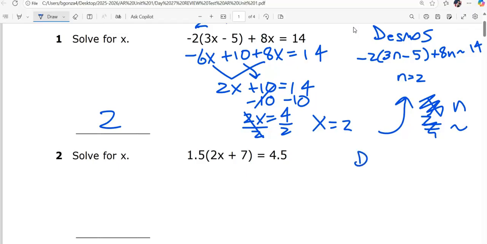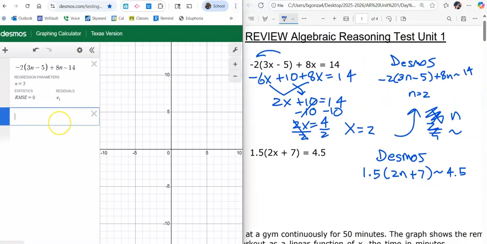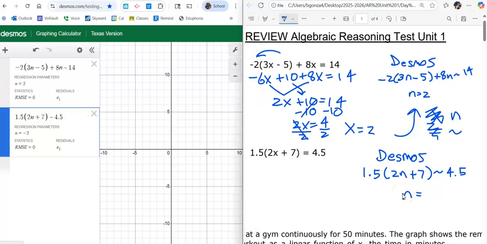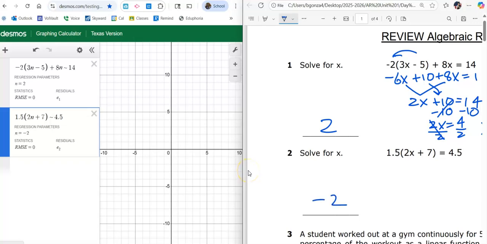So if I'm going to use the Desmos way, that's going to be 1.5(2n + 7) ~ 4.5. So let's try it here. 1.5(2n + 7) ~ 4.5. And you can see I got n equals -2. So under parameters, that's my answer. -2. Cool.